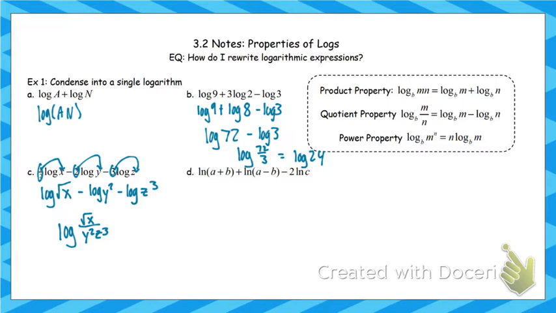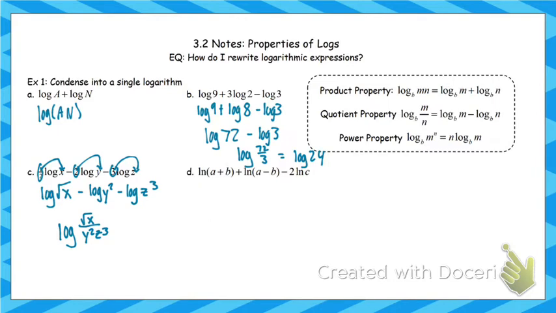Now, a really common mistake is a lot of people see this and they want to distribute, okay? We cannot distribute a log to its argument. It's not the same thing. That's why we have those properties there. If we could distribute it, then we wouldn't need those properties. Natural log of a plus natural log of b is not the same thing as the natural log of a plus b. Using those properties we just did, that's the natural log of a times b. So be careful not to distribute a log to its argument.